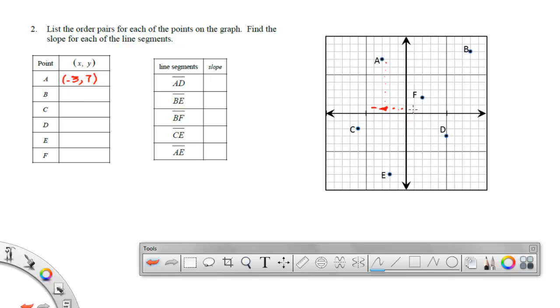Now let's go over to B. 1, 2, 3, 4, 5, 6, 7, 8. That's in the positive direction. And then if I count up, there's 1, 2, 3, 4, 5, 6, 7, 8 in the positive direction. So that means that has to be 8 over 8. Not 8 over 8, but 8 comma 8 for that ordered pair. Okay, let me erase this and we'll go on to the next one.